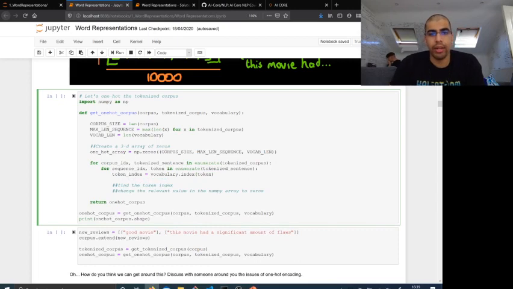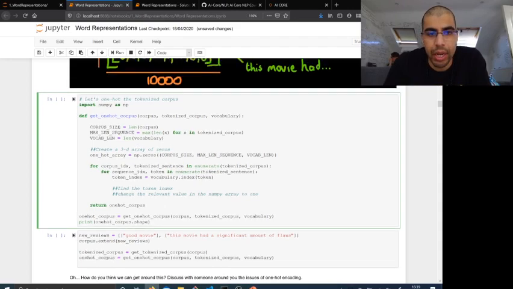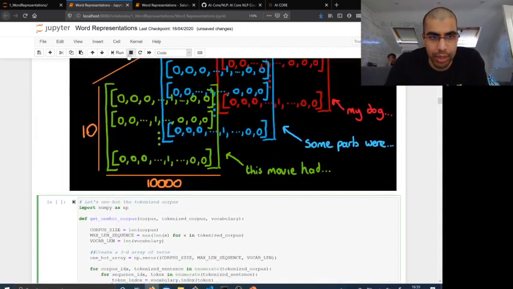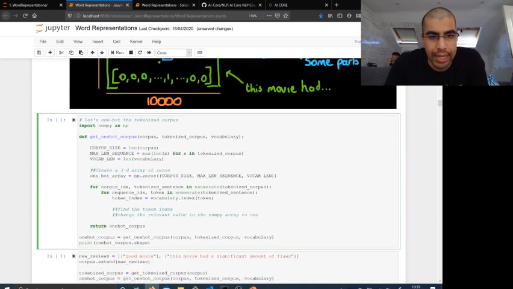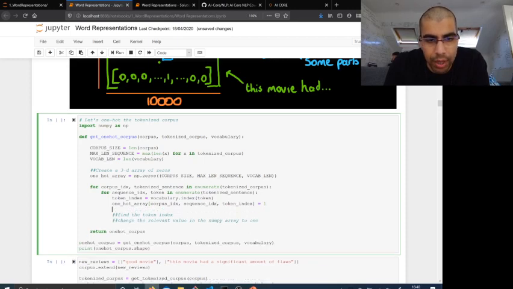And for the relevant value in the NumPy array, we need to change the relevant value to 1. Sorry, it should say 1, not zeros. So we have this three-dimensional array of zeros, which is currently 3, 10, 10,000. And now we need to say, okay, so our one hot array at corpus index, sequence index, token index equals 1. I think that's right. Let's check. Yeah.